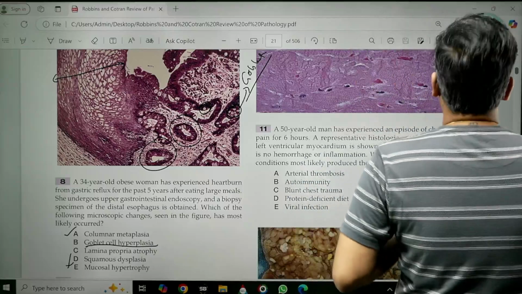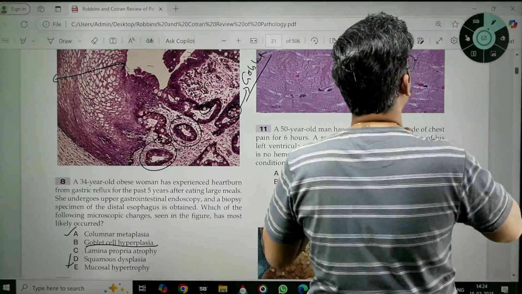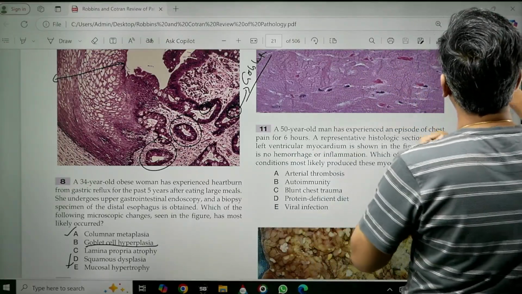Option A, columnar metaplasia, is the right answer because it changed from squamous to columnar, right? Okay. Just give me a second. Let's go to the next question here.